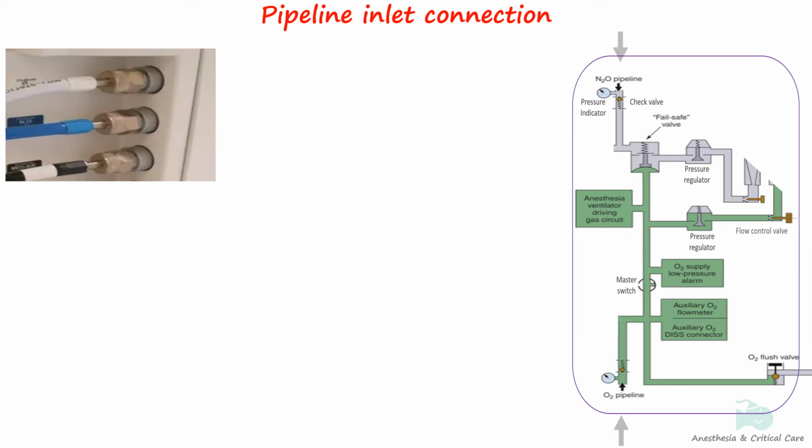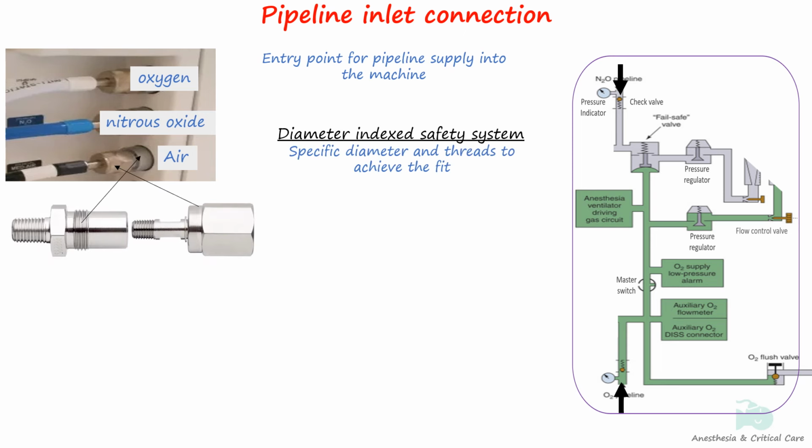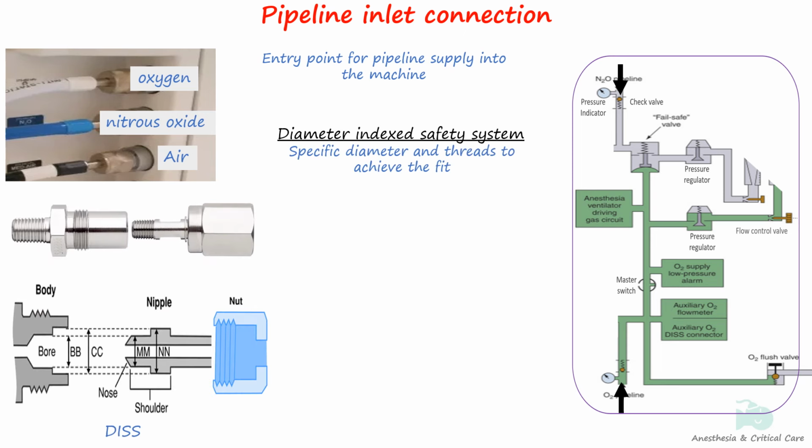Pipeline inlet connection is the entry point for gases from the pipeline supply. The anesthesia workstation standard requires pipeline inlet connections for oxygen and nitrous oxide. Most machines also have an inlet connection for air. These connections are fitted with a threaded non-interchangeable connection called the diameter index safety system. This system consists of a body, nipple, and nut combination as shown.